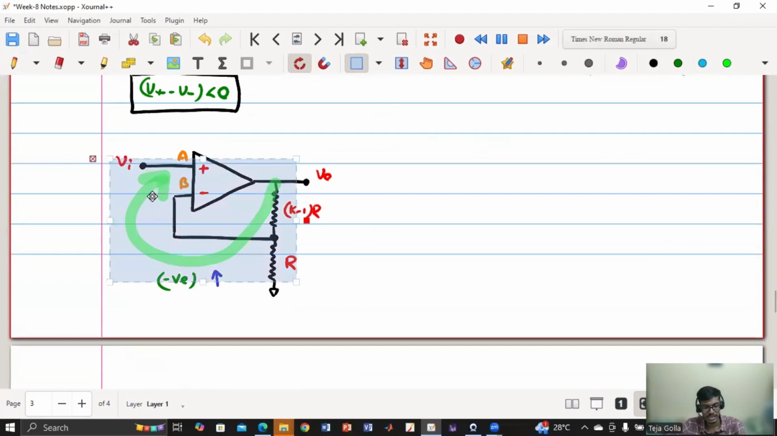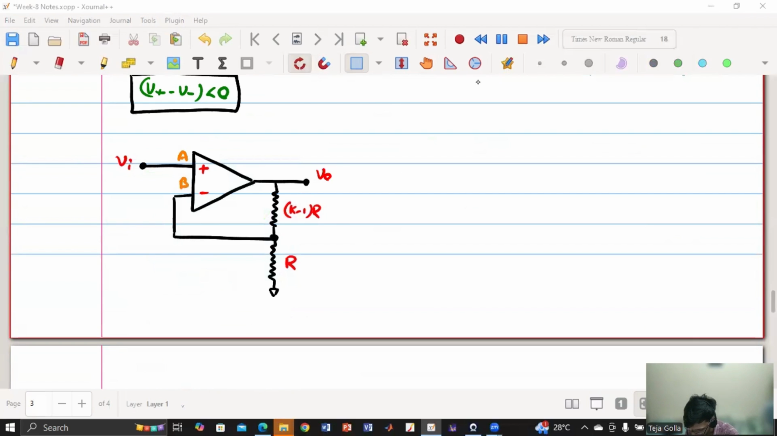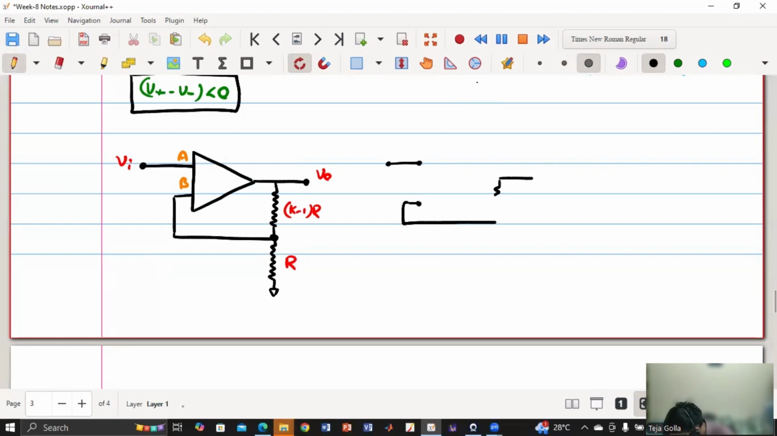Now I'll take this as an example and show you how we are going to get it. First of all, I don't know which terminal is positive and which is negative, which we are supposed to find. So first of all, I will remove the op amp. This is my VI, this is my VB, and this is my V naught. First I have removed the op amp, and this is my K minus 1 times R and this is my R.